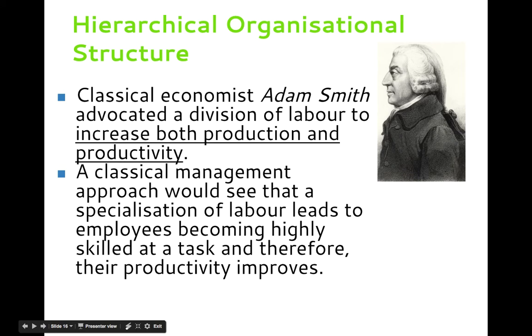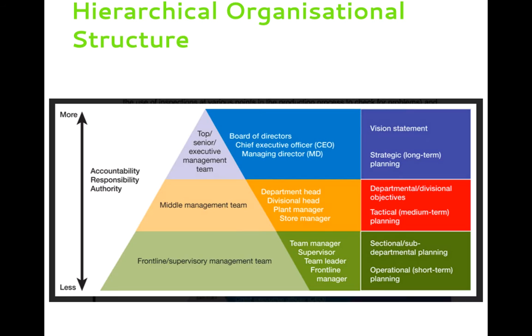We're now going to look at the organisational structure, and Adam Smith was a really strong advocate for the division of labour to increase production and productivity. A classical management approach will see a specialisation of labour, that production line approach where employees become highly skilled at one task and therefore their productivity improves. They are able to increase their output because they are becoming highly skilled.